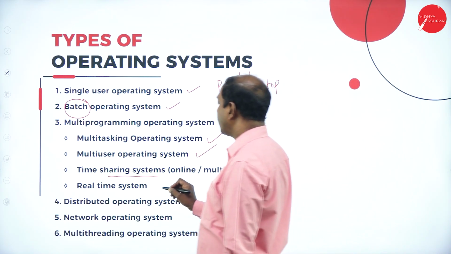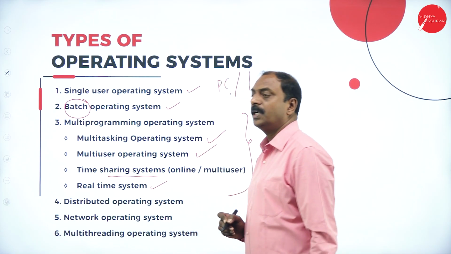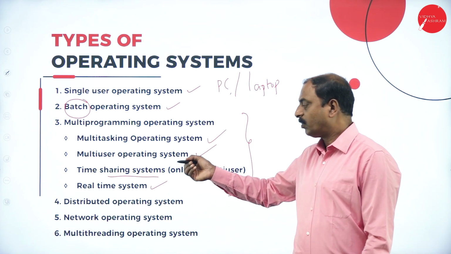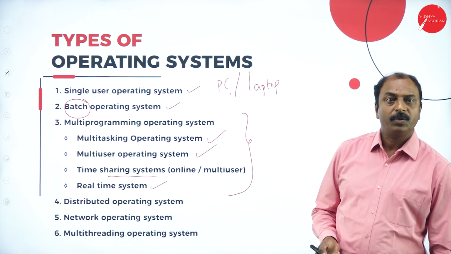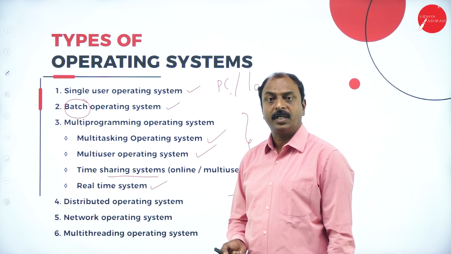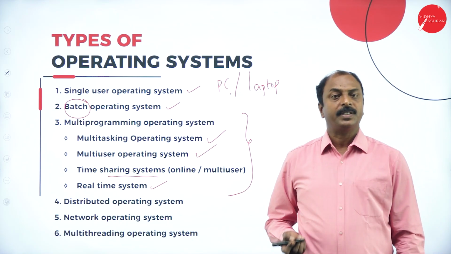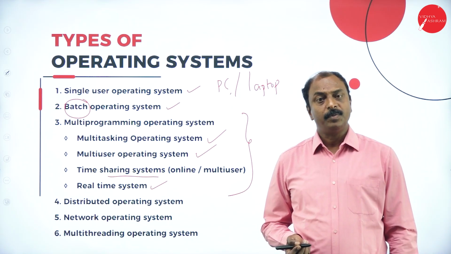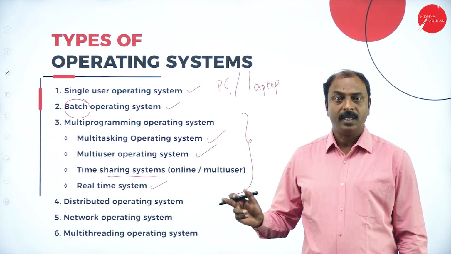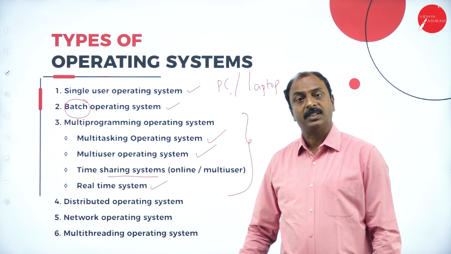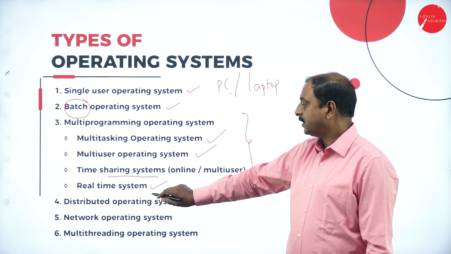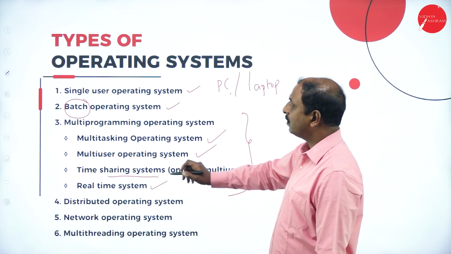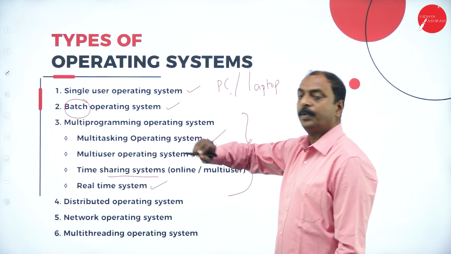Next one is the real-time system. This is a type of operating system that supports real-time processing. A very good example is weather forecasting. We record the weather every minute, so it has to run continuously. That is a real-time system. We get the data at that particular time. These are all the different types of operating system.